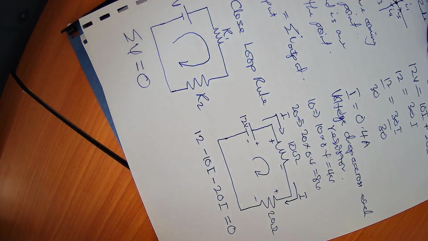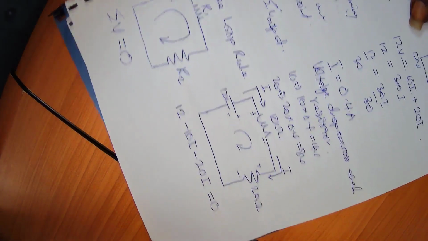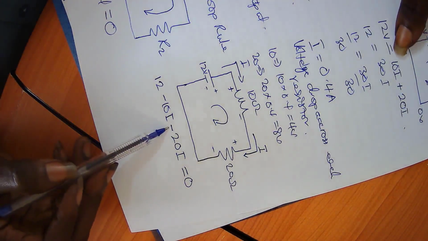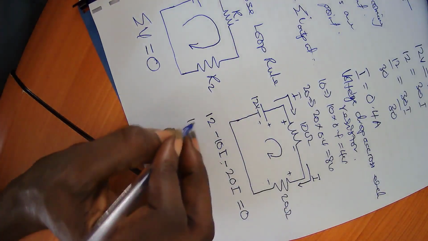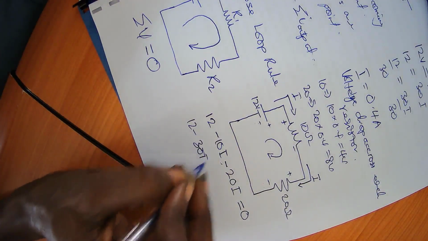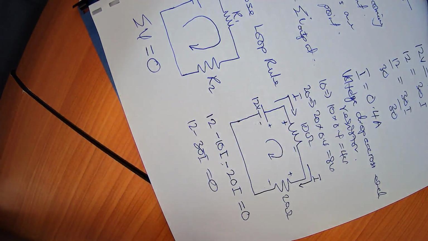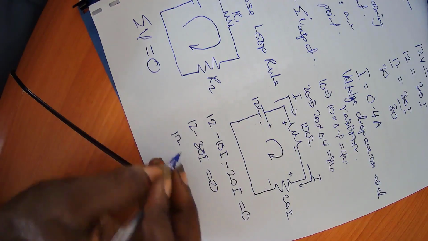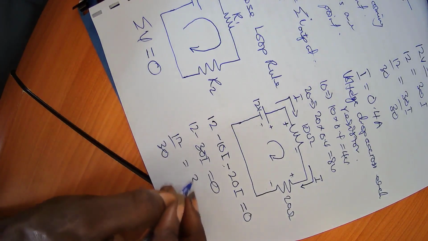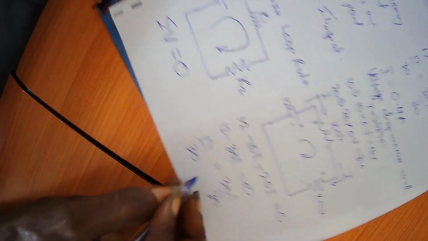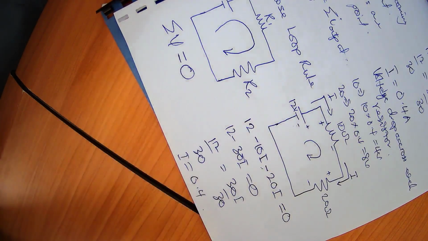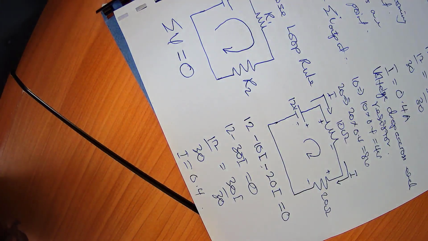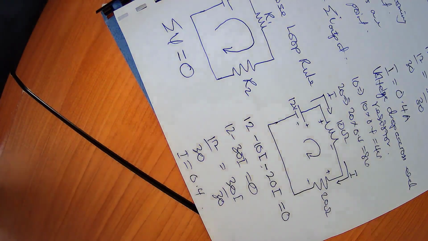If you check, this is just the same thing as we did previously. So we just have to solve this one. We have 12 minus 30I is equal to 0. So 12 over 30 is equal to 30I over 30, which is equal to 0.4, as before. So you can also use this method. All right, thank you.